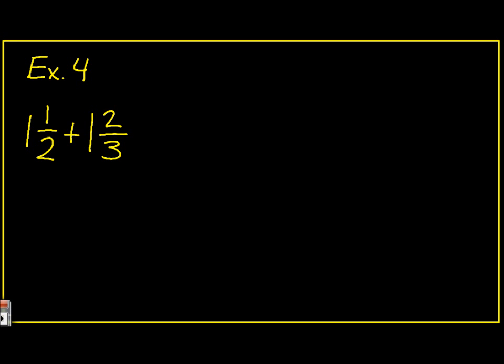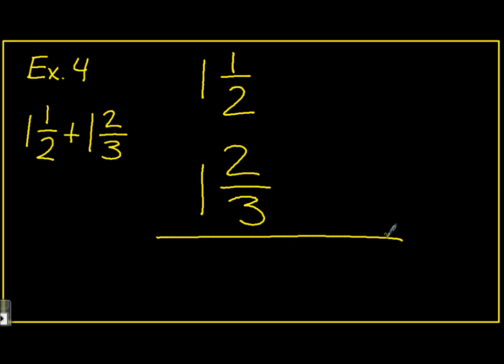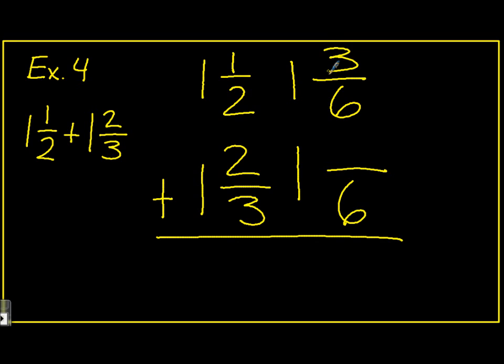Next, on example 4, we have 1 and 1/2 plus 1 and 2/3. Again, the first thing we want to do is to rewrite our mixed numbers vertically and come up with a common denominator for our fractions. Bring over our whole numbers. We can see that the common denominator would be 6. 2 goes into 6 3 times. 3 times 1 is 3. 3 goes into 6 2 times. 2 times 2 is 4.